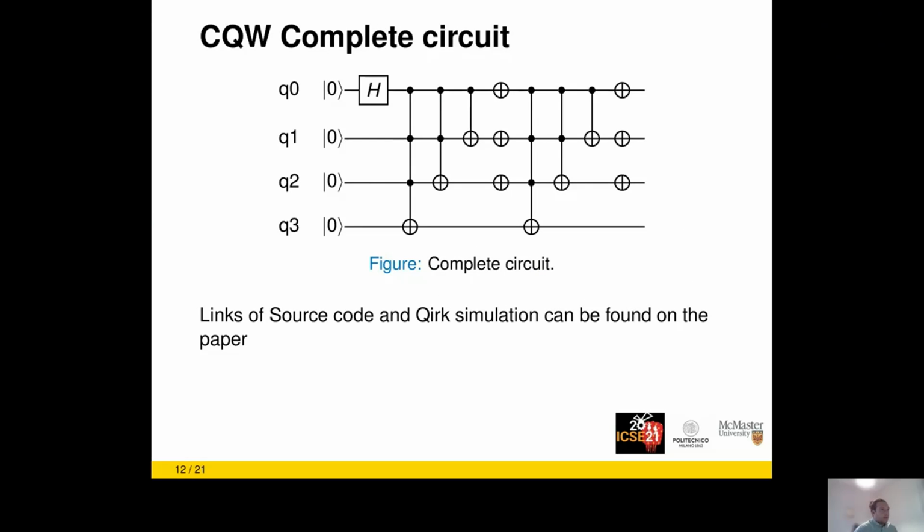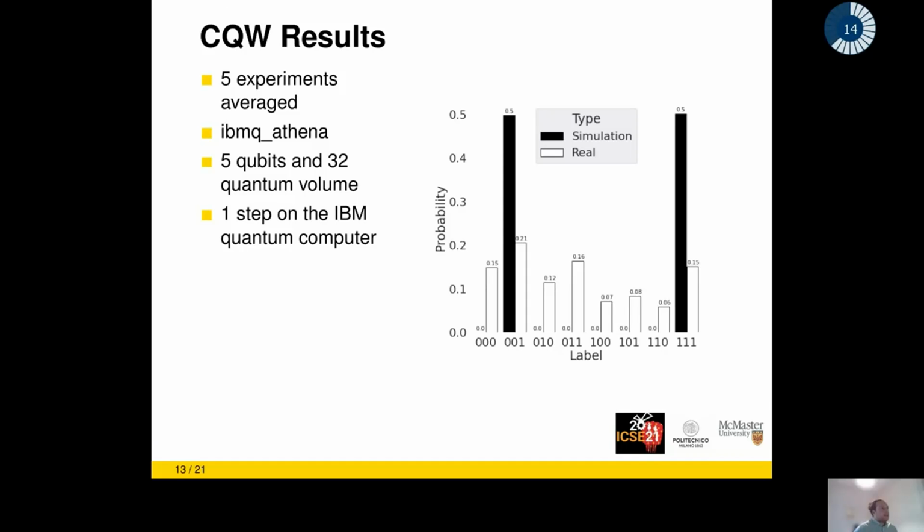And then we have our final circuit, and the link to the source code and the Qiskit simulation can be found in the paper. And now we can see the results that we obtained. We performed 5 experiments. The image on the right shows the averaged results that we obtained. We used as backend the IBM Q Athens, and we chose this one because it was the one with at least 4 qubits and the highest quantum volume of 32.